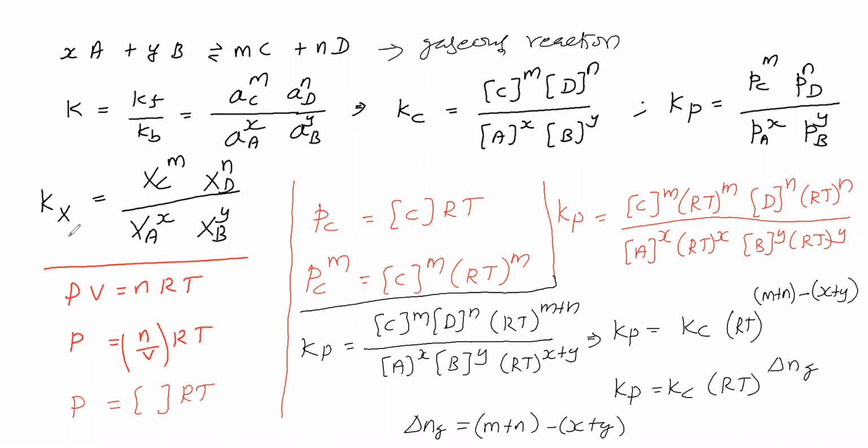Similarly, Kp will not change, Kx will not change. That means equilibrium constant will not change. Why? Because equilibrium constant is a ratio of rate constants. Equilibrium constant is equal to rate constant of forward by rate constant of backward. It is one constant value. Therefore, whatever the initial concentrations may be, equilibrium constant will not change at all. Equilibrium constant does not depend on initial concentrations.